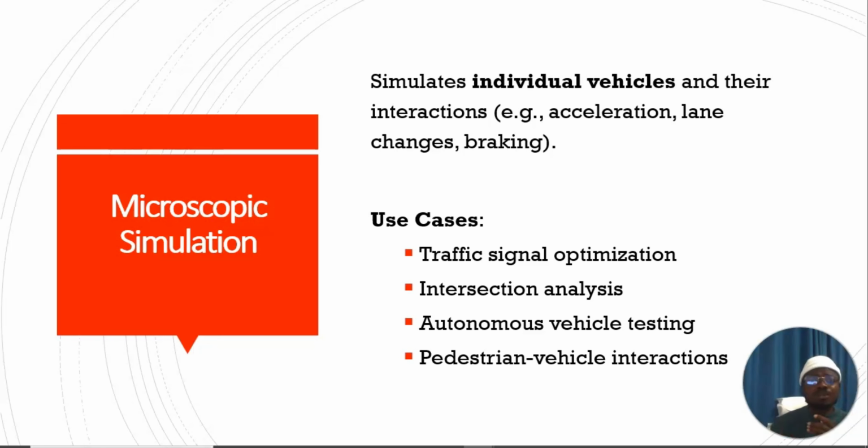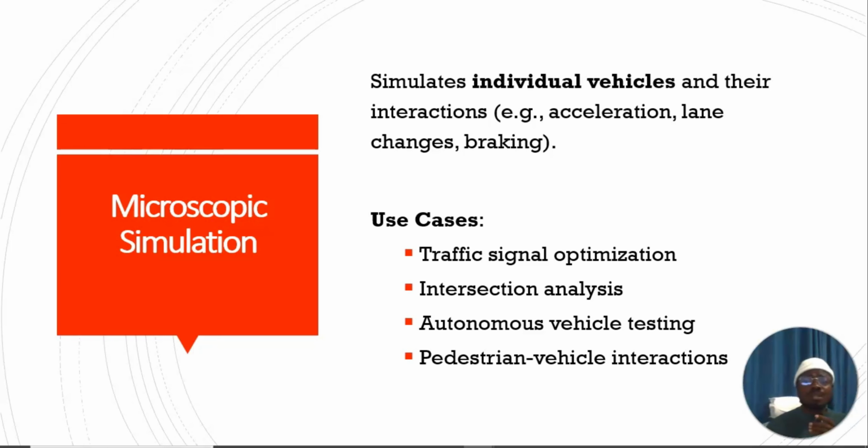Some of the cases we've seen in this are when we look into traffic signal optimization. When optimizing the signals, you need to pay attention to each of the vehicles and not a general view of those. Intersection analysis: how do vehicles interact in an intersection? When we want to analyze an intersection, it is very important to pay attention to individual vehicles.